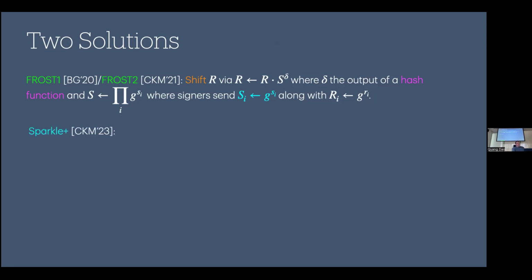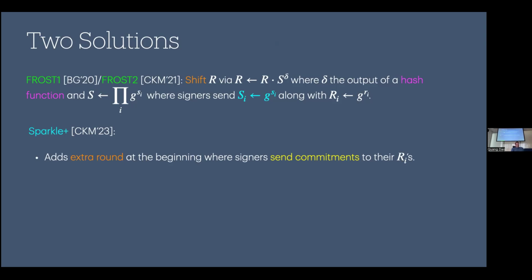The other scheme which is quite popular is Sparkle Plus. There's a rich literature on this, but I'm focusing on a couple of schemes that NIST has some documentation on for threshold signature schemes. I don't know if they have a call for standardization, but I think Frost and Sparkle Plus are the two main schemes they're considering. So Sparkle Plus does something else.